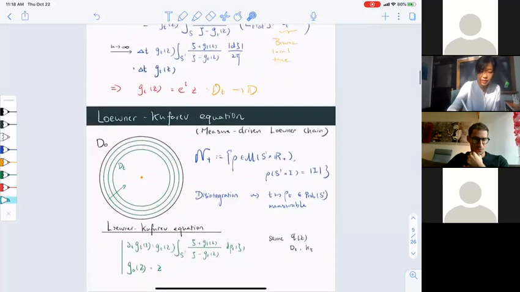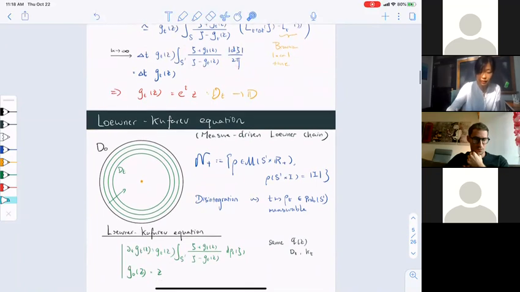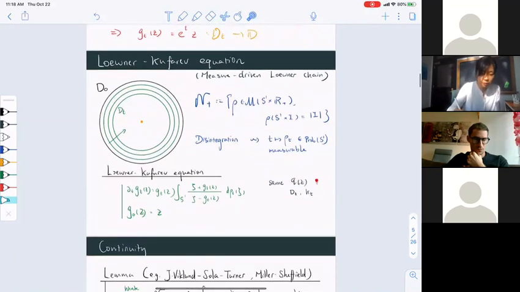Here we have already seen one example. This is the vector field where rho_t is the uniform measure. And in the same way you define tau_t, D_t, and K_t.